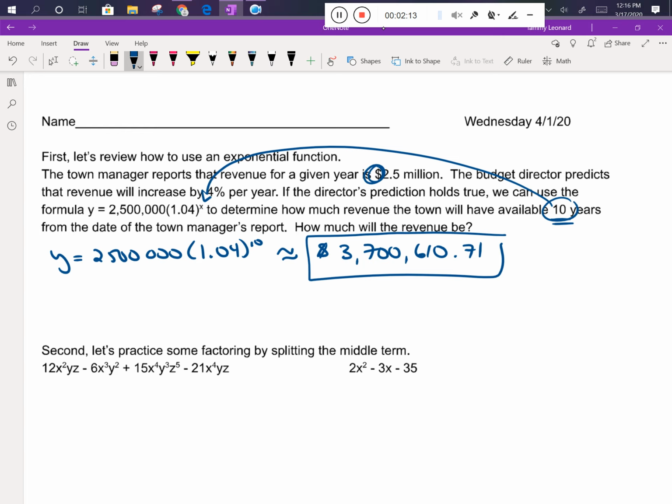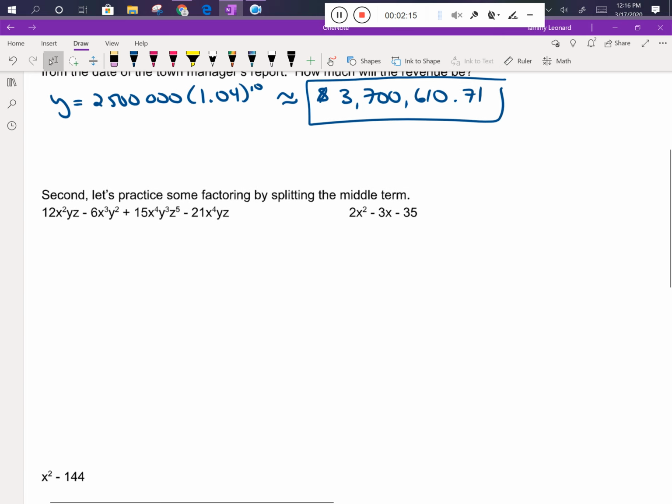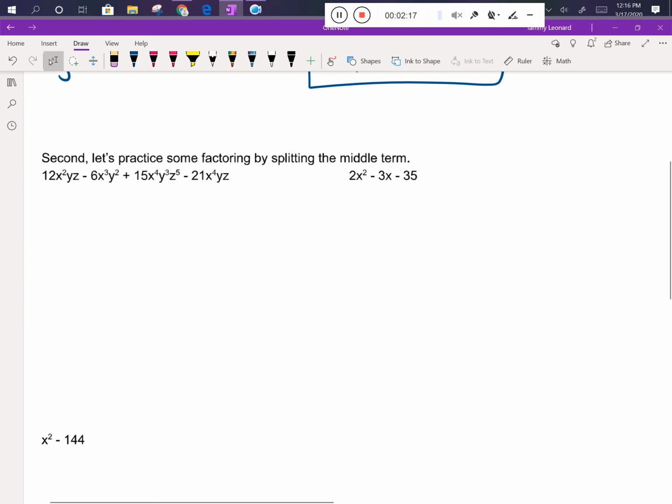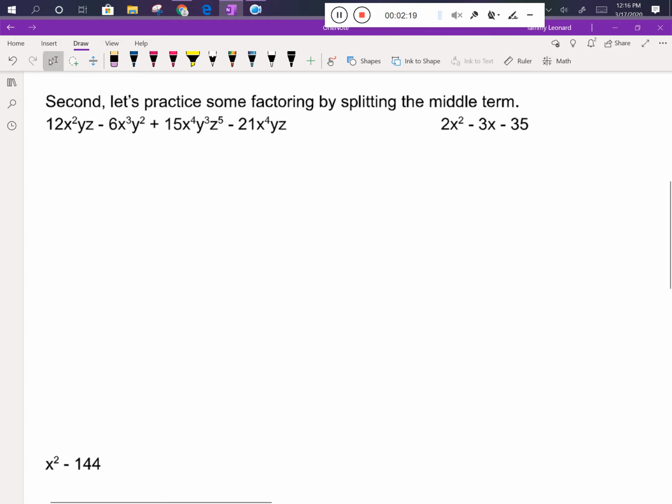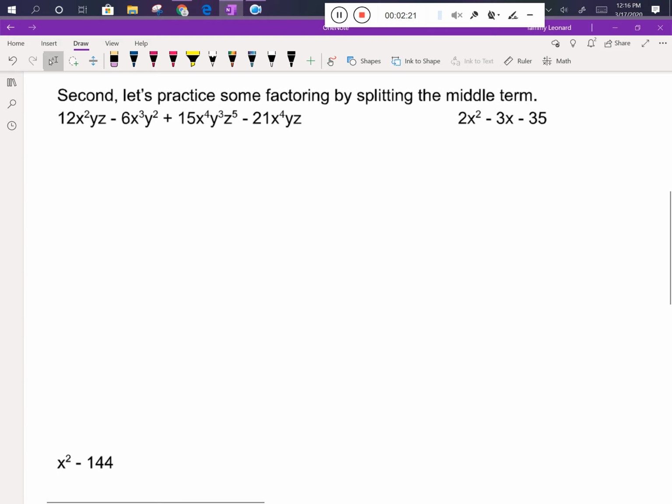We are going to do some factoring practice again today. Now, the instructions say, let's practice factoring by splitting the middle term. And I hope that when you look at the first example, you go, wait, Mrs. Leonard, I don't need to split the middle term in that problem. You are absolutely right. There are already 4 terms in that problem, so there's no reason to split the middle term. But you do need to start by looking out for a GCF.